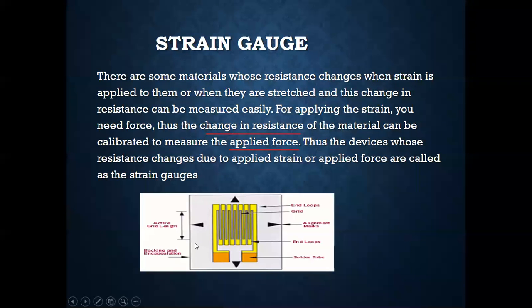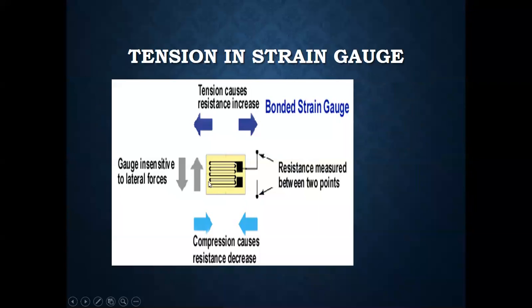In this we are bonding the foils. When we are applying a tension, you see the length will be increasing. When you are applying a compression, length is decreasing. Laterally, the gauge is insensitive. If you are applying tension, length is increasing, which means resistance is increasing. If you are applying compression, length is decreasing, which means resistance is decreasing.